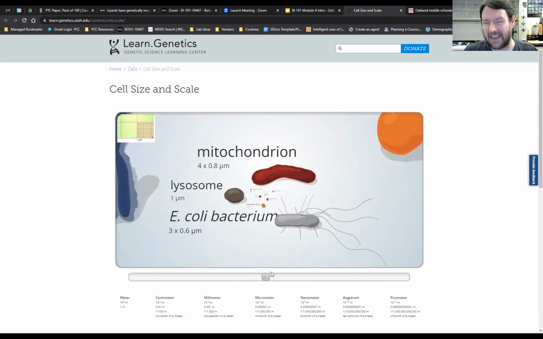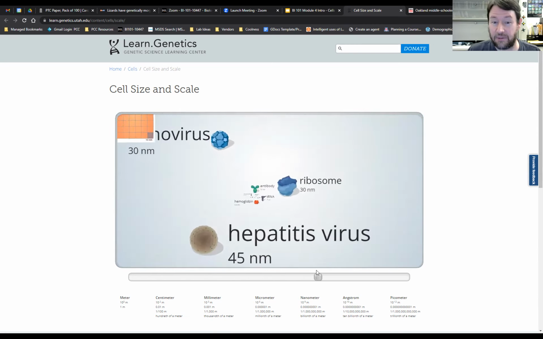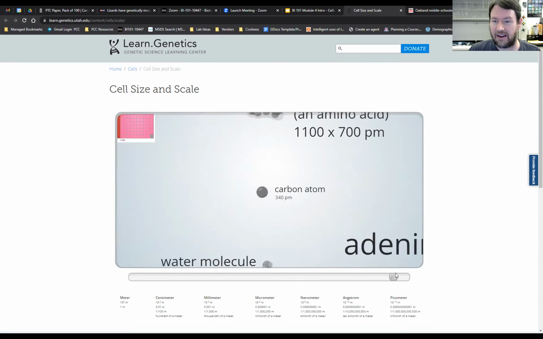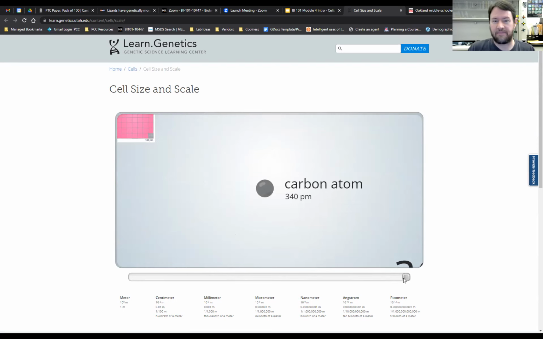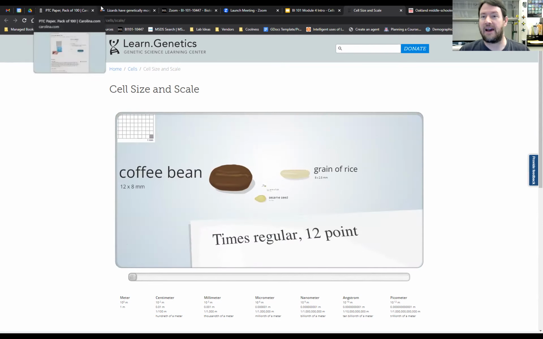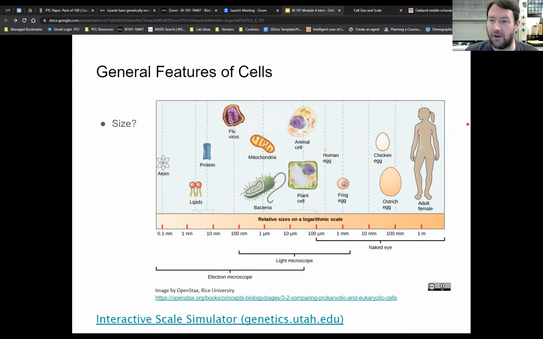So this is kind of like that picture I showed you, but it's pretty neat in terms of seeing the sizes of some of these things that we're talking about. And yeah, we'll get down to a carbon atom. And that PM is picometers, which is really, really small. That's smaller than nano, 1,000 times smaller than nano. Or I guess a carbon atom would be 0.34 nanometers. We want to do our metric conversion. Anyway, you can play around with that more. I just wanted to point that out. And we'll get back to the slideshow.